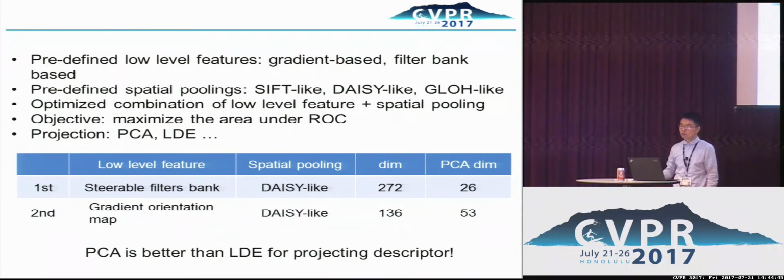It uses the gradient orientation map and, of course, also uses the DAISY-like spatial pooling. For the feature embedding method, it's interesting to see that the unsupervised PCA is better than the supervised one here.